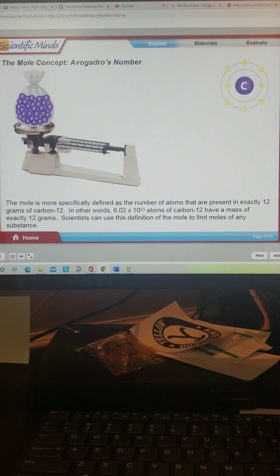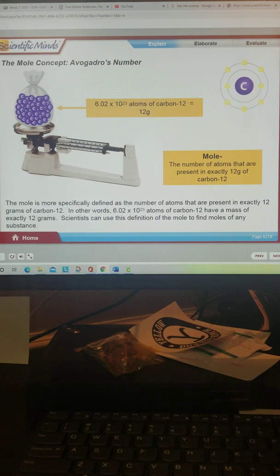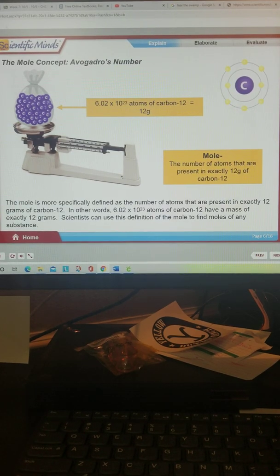The mole is more specifically defined as the number of atoms that are present in exactly 12 grams of carbon-12. In other words, 6.02 times 10 to the 23rd atoms of carbon-12 have a mass of exactly 12 grams. Scientists can use this definition of the mole to find moles of any substance.